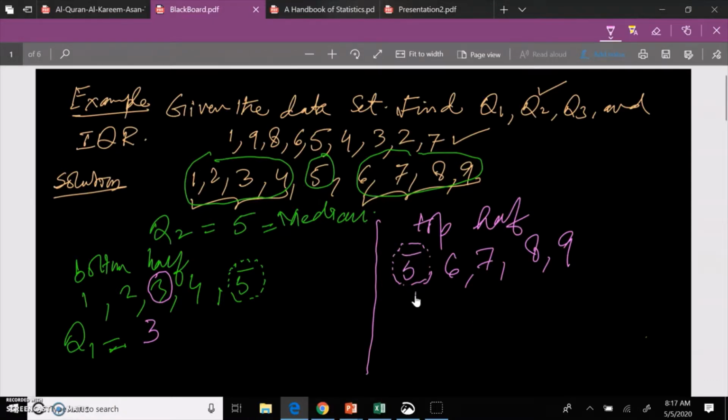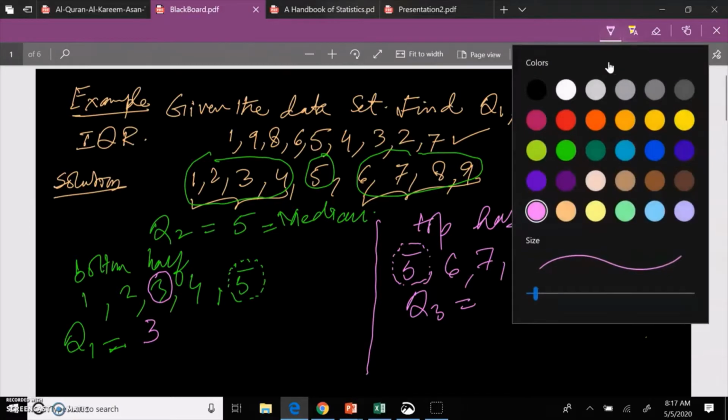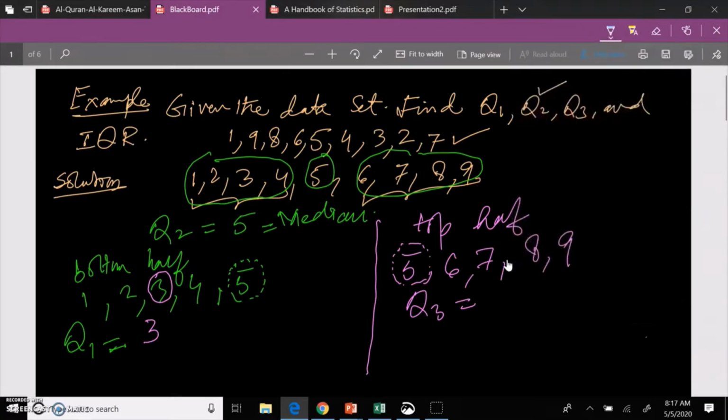Now we find Q3. So the Q3 will be equal to the median of this top half, and this is actually the 7. 7 is the Q3. So we have a Q1, we have a Q2, and we have a Q3.